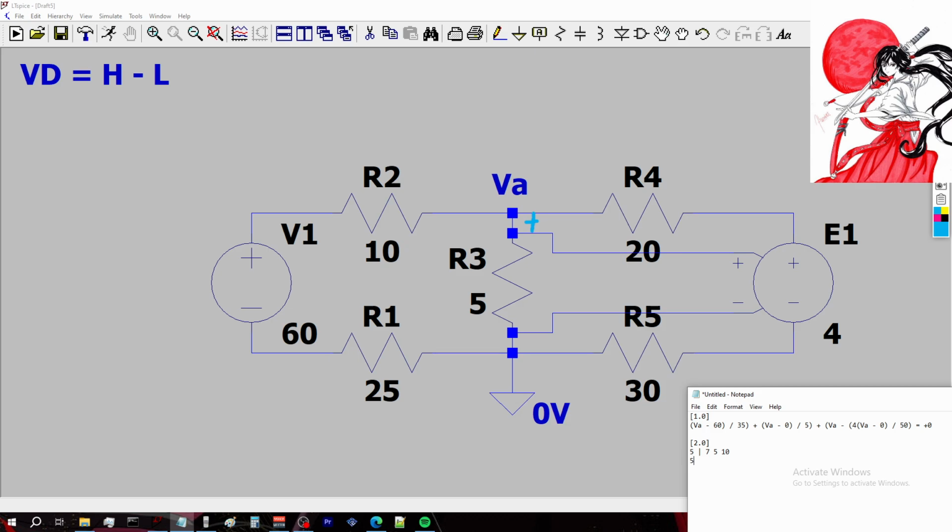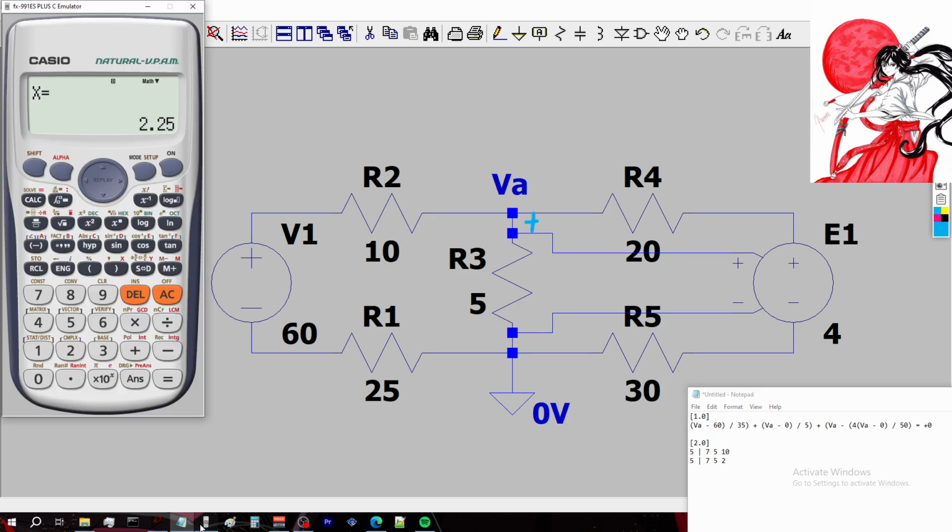So 5 can go into 5. 5 can go into 7 no times, so we're just going to write 7. Then 5 can go into 5 1 time, so we write 5, and 5 can go into 10 2 times. So we're going to have 5 squared times 7 times 2. So it's going to be 350. They can all go into 350.